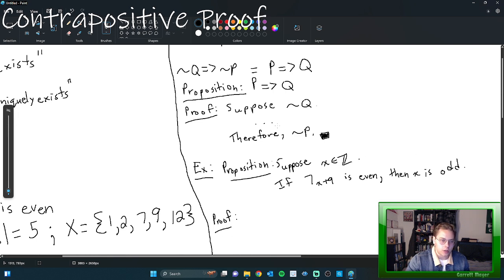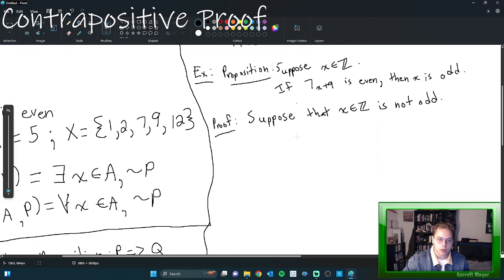So we're going to suppose that x is not odd. And if x is not odd and it's an integer, x is even. So x is even. Thus, by the definition of an even number, x equals 2a for some integer a.